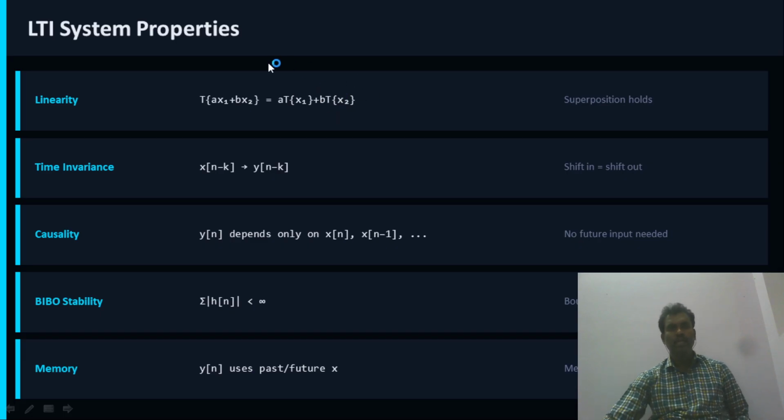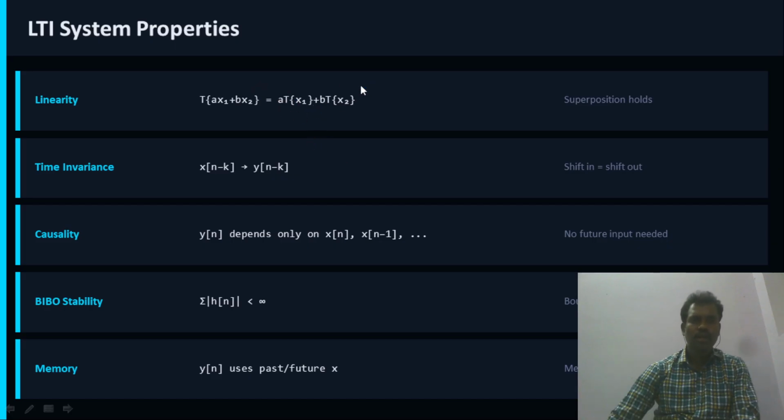So if such systems are called linear systems. If it is not equal, then it is a non-linear system. Right? For suppose y of n equal to x square of n. It is not a linear system. X square is not a linear operation.